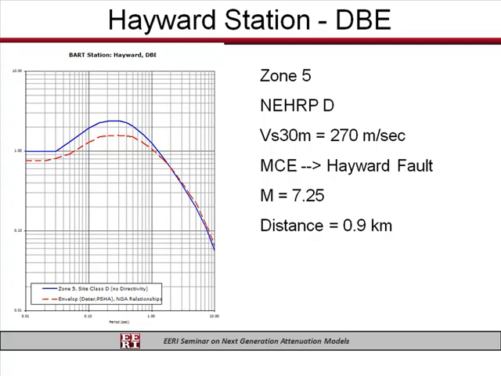Again, you get about 25% reduction at PGA, about 10% reduction at 1 second, and actually you get a little bit larger ground motion as you go out to longer periods. These have now been extended out to 10 seconds, and as Yusuf said, one of the key features of the NGA models is the fact that they now are defined out to 10 seconds.